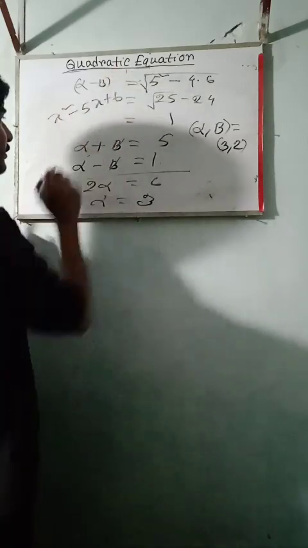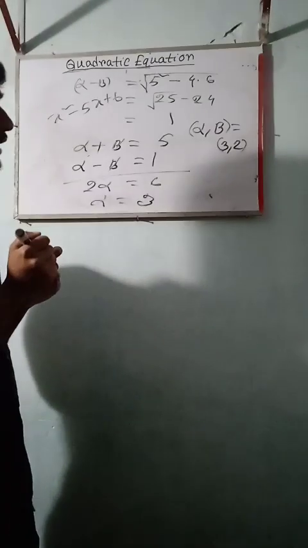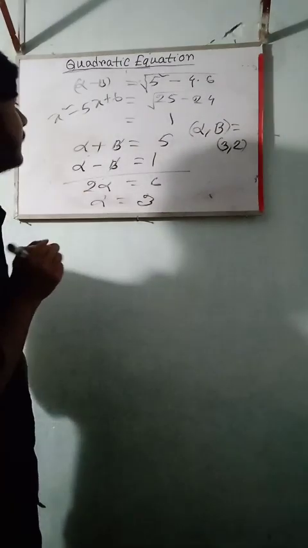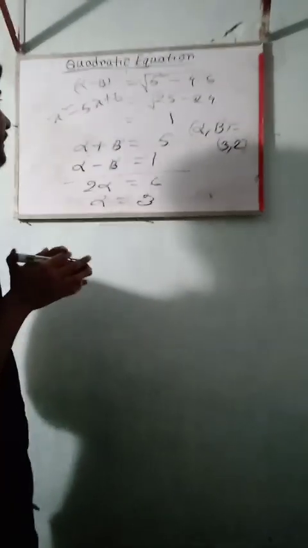So in this procedure we can solve the equation without applying x is equal to minus b plus minus square root of b square minus 4ac divided by twice a.